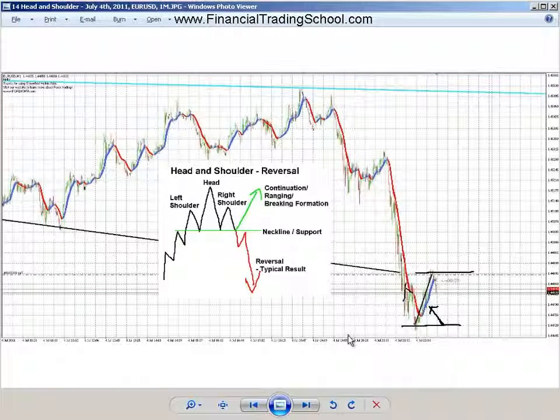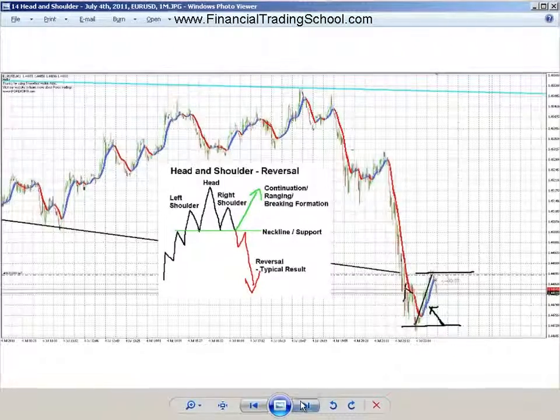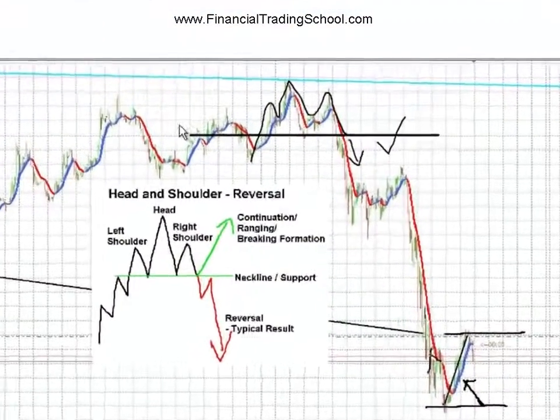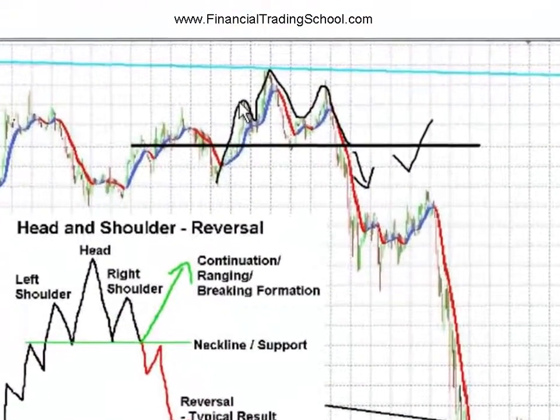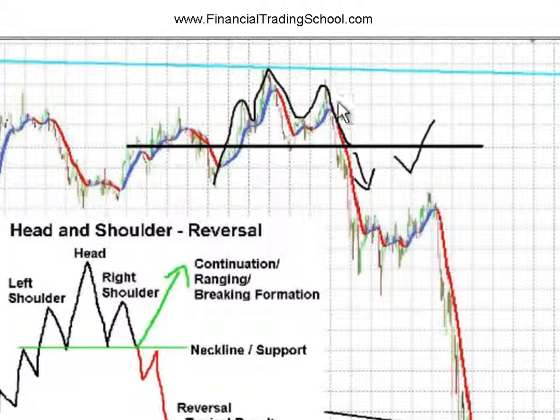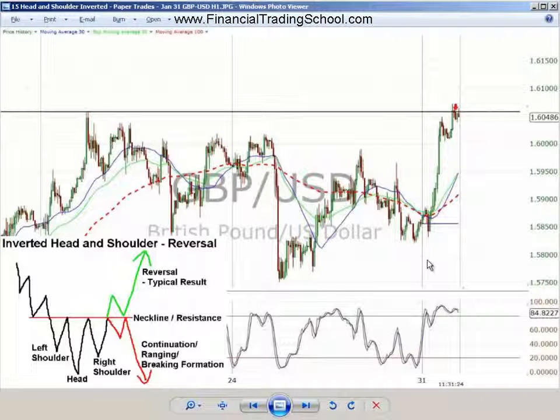1, 2, 3, 4, 5. There it is, right there. The neckline is like that. Left shoulder, head, right shoulder, and then it breaks down. Last example. Also another head and shoulders, except this is inverted. Reversal pattern formation again, and the neckline is not perfect. It's not straight. Could be slanted, and basically that's it. So have fun. Pause the video again.